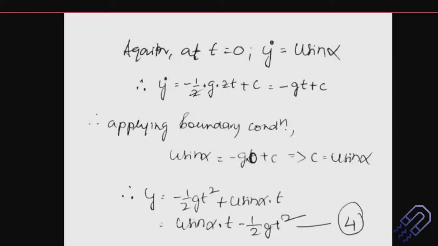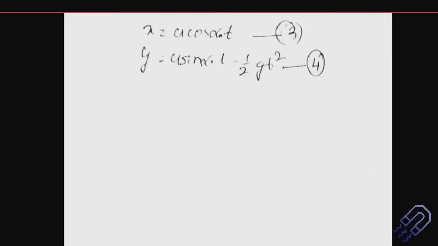So this is our final relation. We have got rid of the constants. So we have done this. So we have got two equations now. What are those two equations that we have derived? First is x is equal to u cos alpha into t, and the second is y is equal to u sine alpha into t minus half gt square.